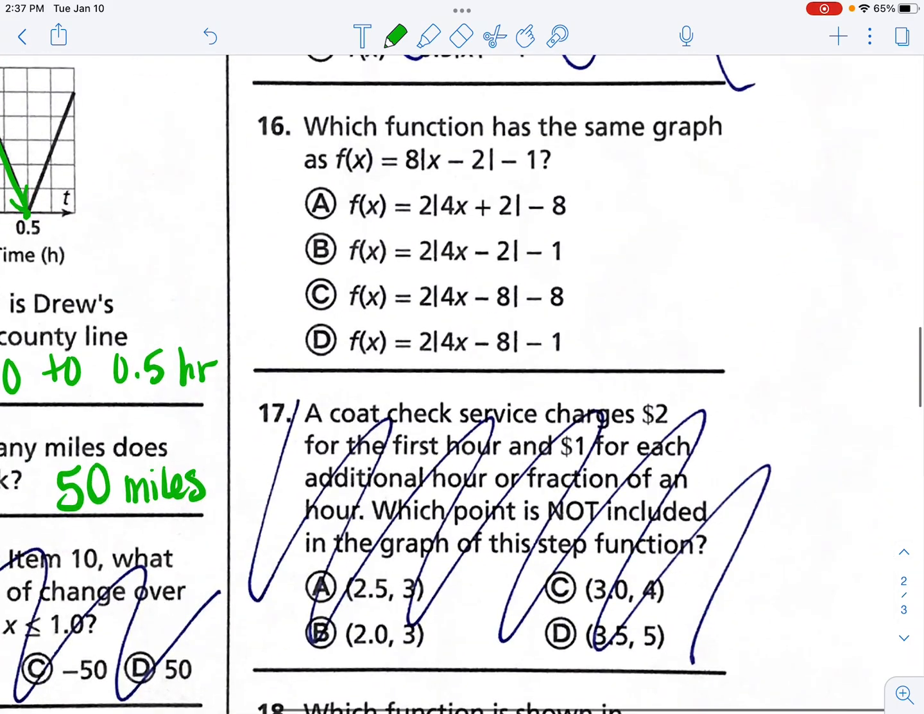Okay, number 16. Which function has the same graph as? So let's look at what's happening in this function. F of x equals 8 times the absolute value of x minus 2, minus 1.